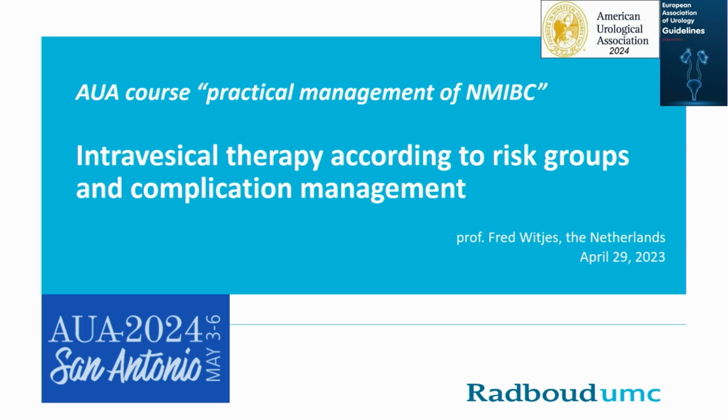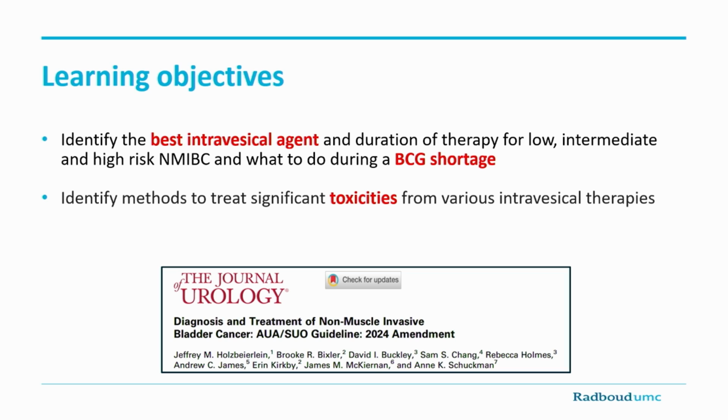Okay, Kamal, thanks very much. I'm going to talk about risk groups and complication management. We obviously already talked a little bit about the risk groups, so some of the things already have been discussed. Here are the learning objectives: look at the risk groups, also what to do when there is a BCG shortage, and what to do with toxicities of chemo and BCG.